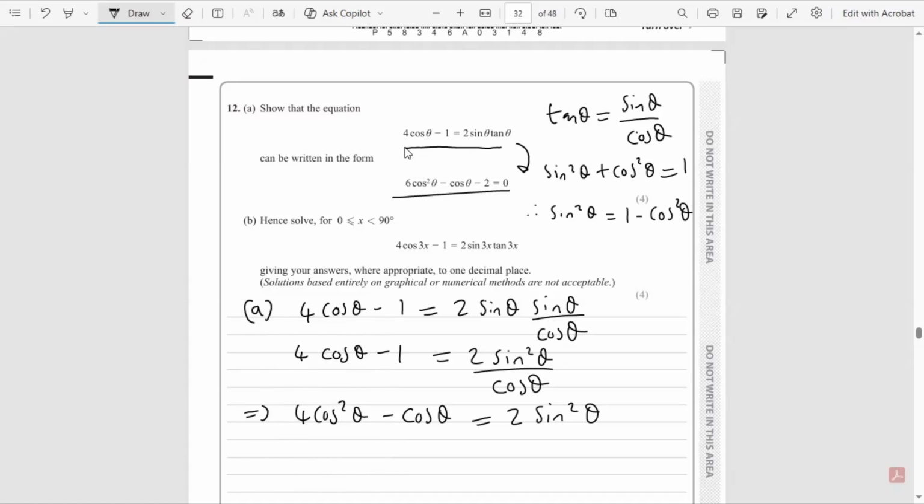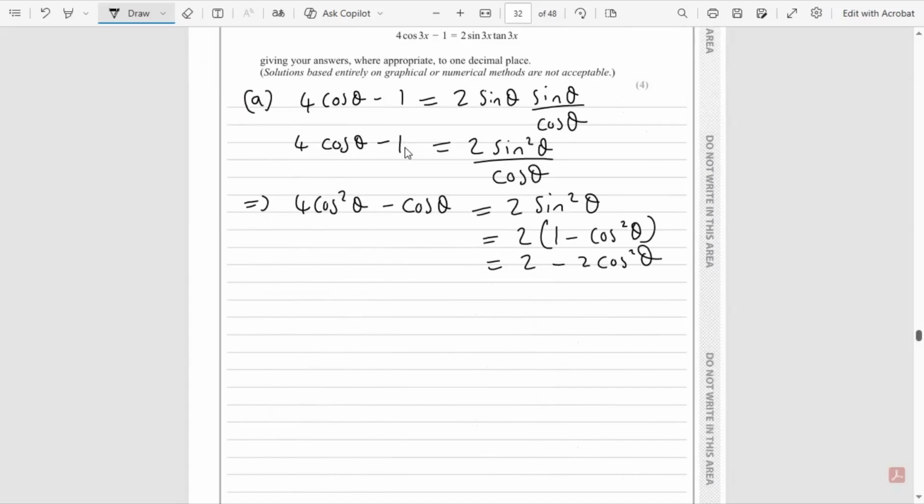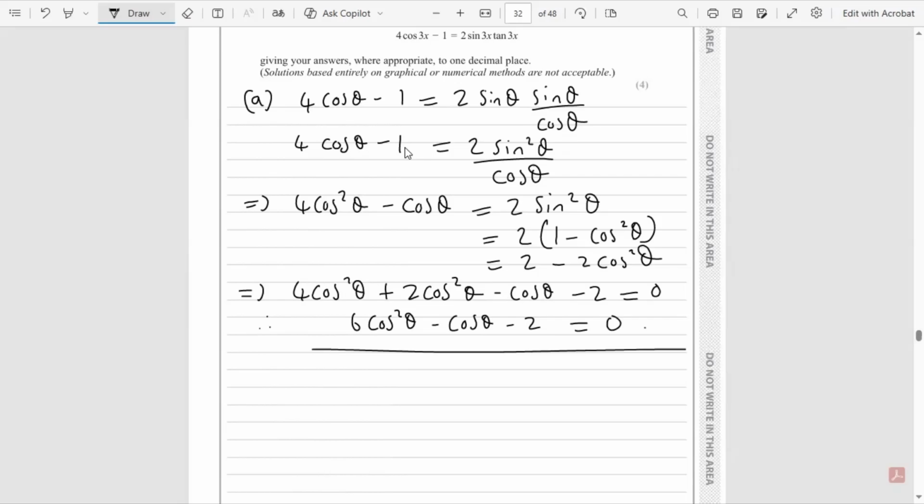So we can now sub this into the right-hand side. So we have 2 multiplied by 1 minus cos squared theta. So this, of course, gives us 2, and then minus 2 cos squared theta. And then we can now move the 2 terms on the right side over to the left side. So we now have 4 cos squared theta plus 2 cos squared theta, because we're moving that 2 cos squared theta to the left side, and then minus cos theta, and then minus 2 equals 0. So therefore we get exactly as we needed, 6 cos squared theta minus cos theta minus 2 is equal to 0. And that is our part A answer there.